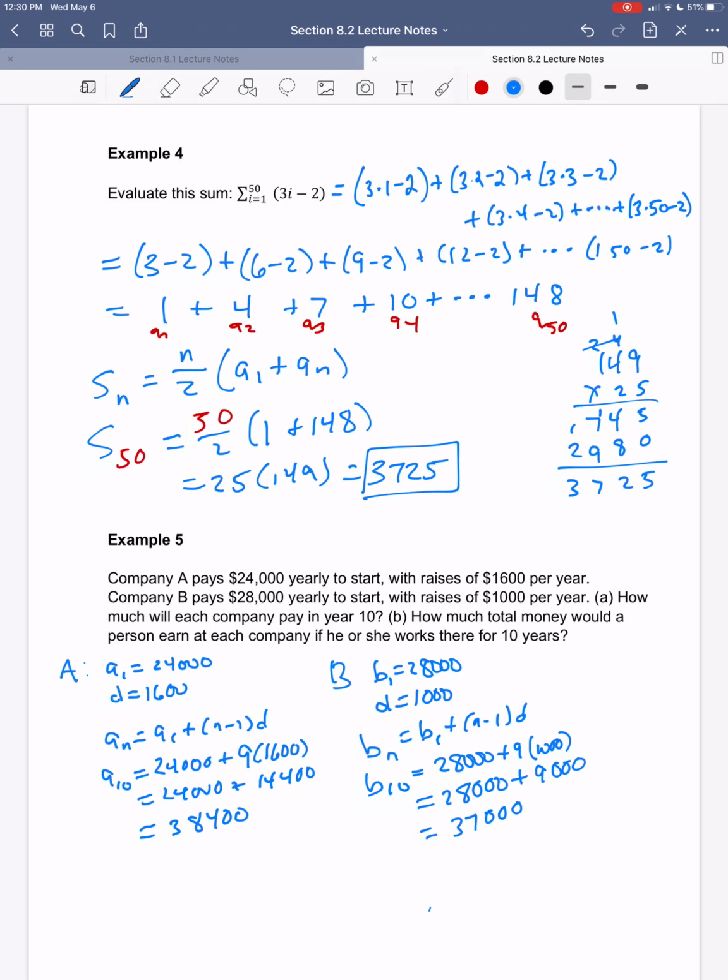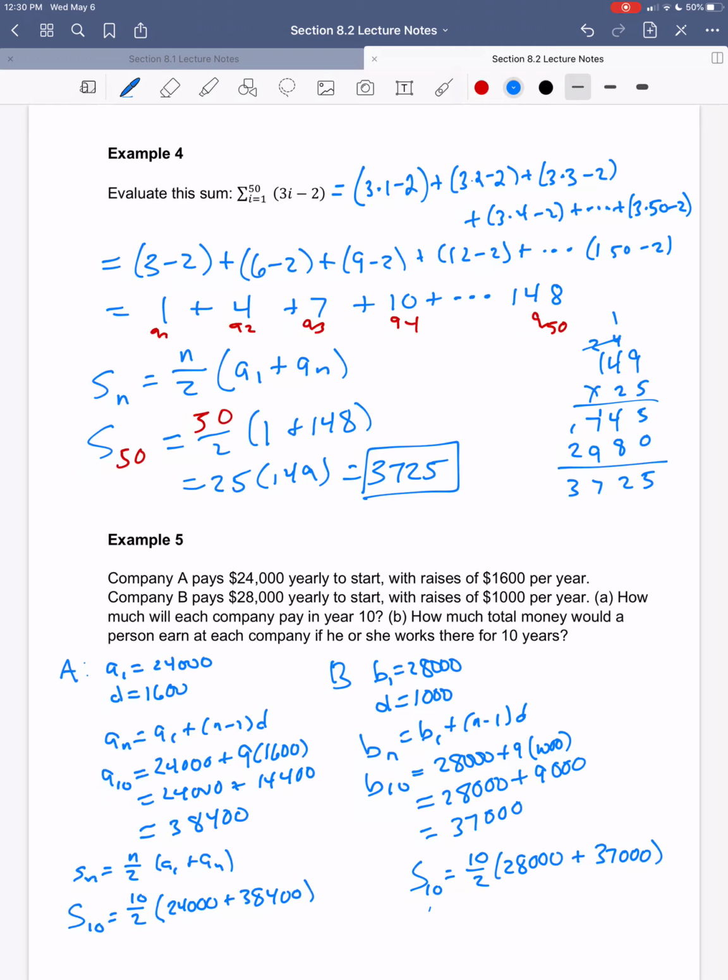So you would want to know what's the sum for the first 10 years. For company A, a sub 1 is 24,000. A sub 10 is 38,400. And for company B, b sub 1 is 28,000 and b sub 10 is 37,000. So you'd want to compare those two numbers.